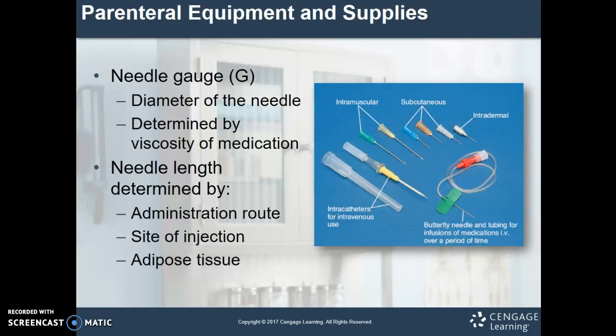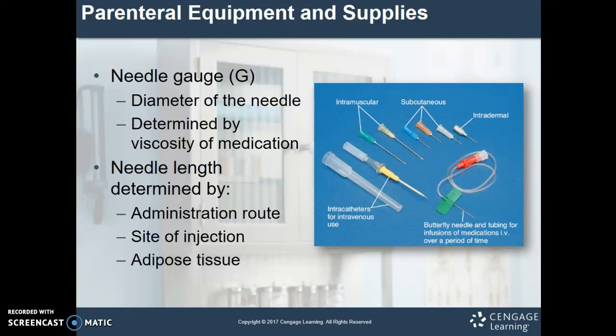The length of the needle is determined by the route of administration, the site of the injection, and the amount of adipose tissue over the injection site. IM injections require a longer needle than subcutaneous or intradermal because it's a little deeper down, whereas intradermal would be the shortest. Location also plays a role, so the bigger the muscle, the bigger the needle needed. Your deltoid up near the top of your arm is a little smaller than, say, your ventrogluteal muscle, and thus the deltoid would need a smaller, shorter needle.